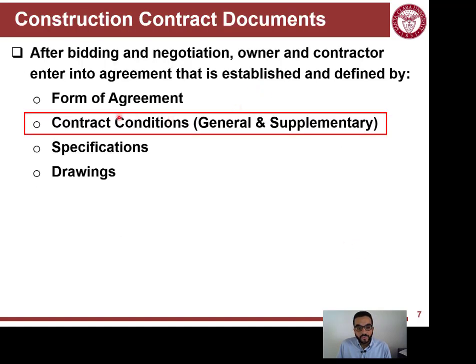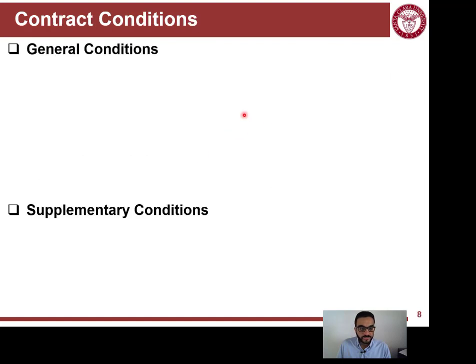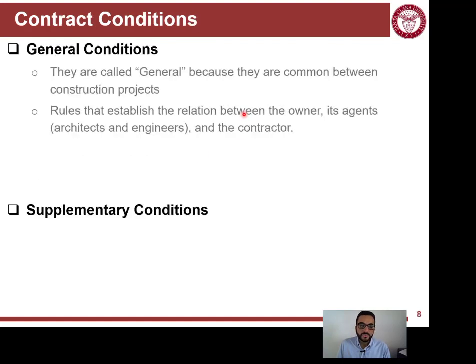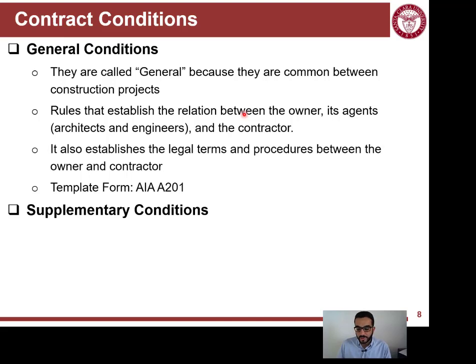So the second part of the contract documents is general conditions, and they call them general conditions because they are conditions that are typically applied in most construction projects. Over the years, the industry figured out that people would generally accept these conditions on both the contractor side and the owner side. So that's why it's called general conditions.